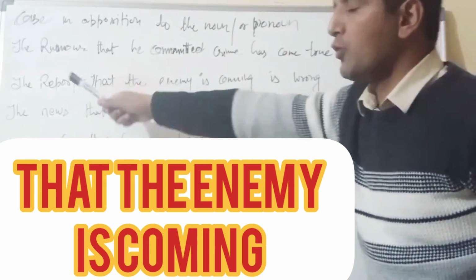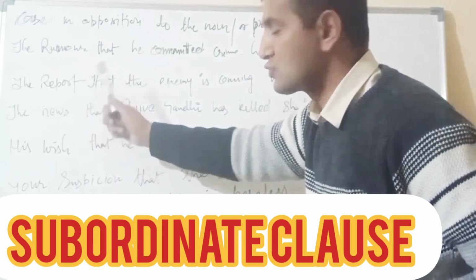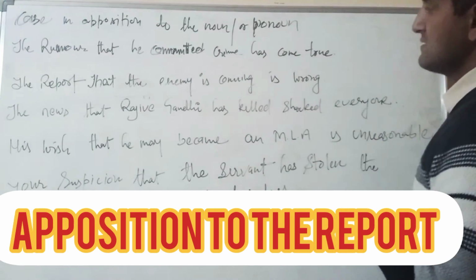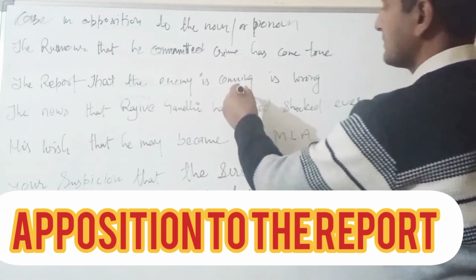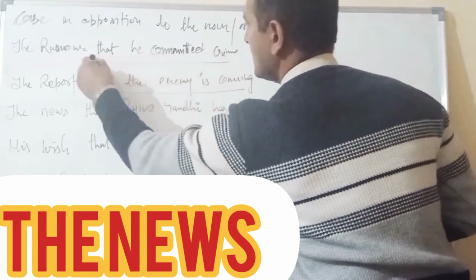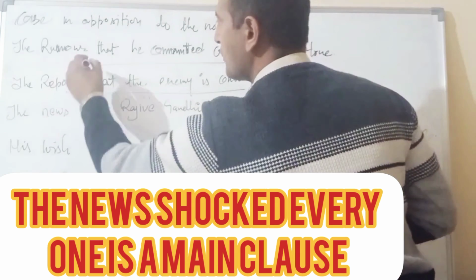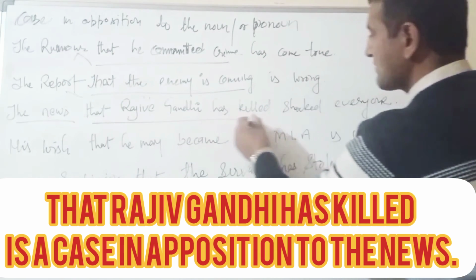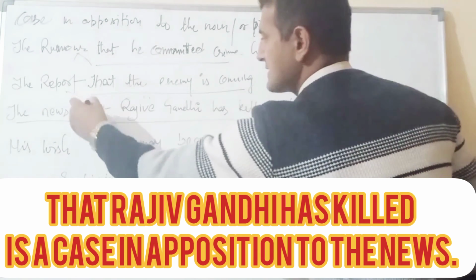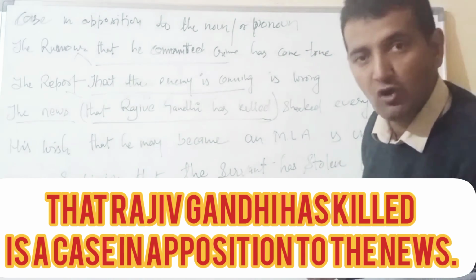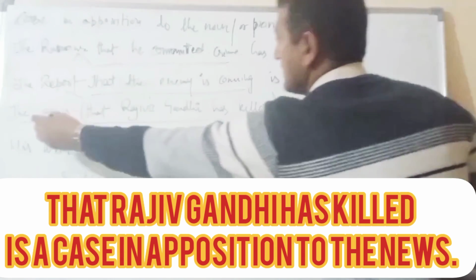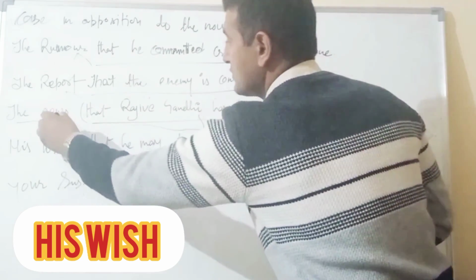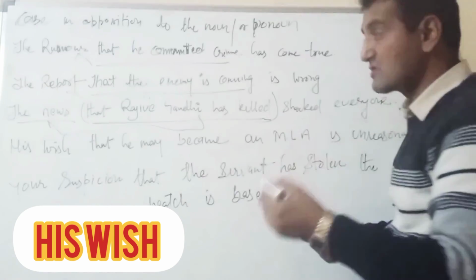Next, the report. Report again, what is it here? Case in apposition to what? That the enemy is coming is wrong. See, this one and this one are case in apposition to the report and to the rumor. Same, the news. Case in apposition to that. That Rajiv Gandhi has been killed. This is here a subordinate clause, noun clause, and shocked everyone. The news shocked everyone. Case in apposition to the news. The news of Gandhi's death, the news of killing.